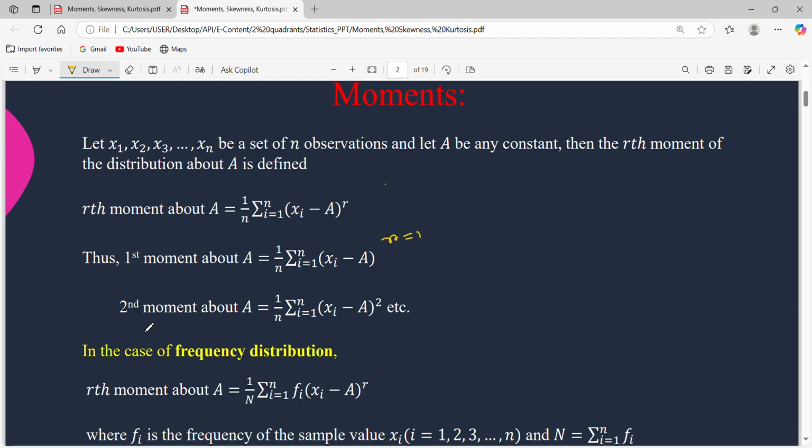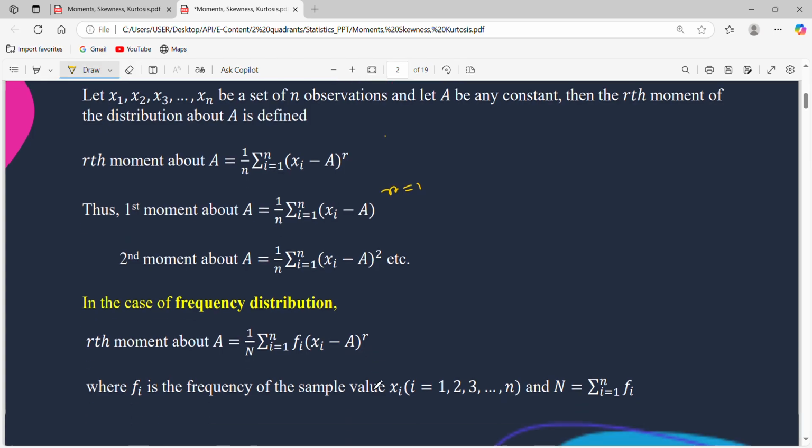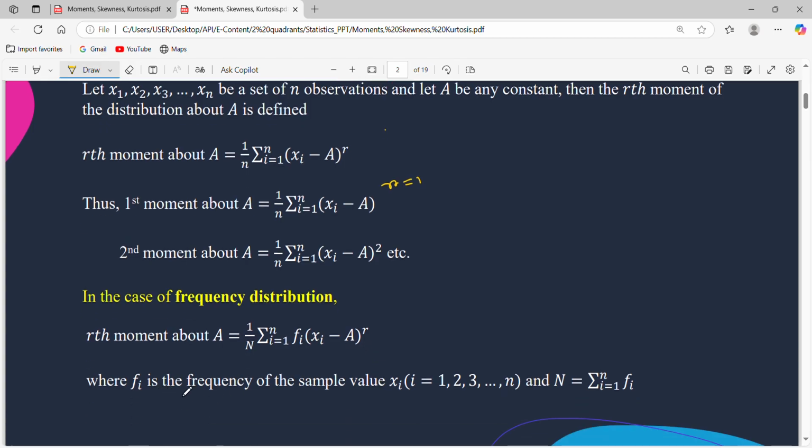Second moment about a, that is 1 by n summation i equal to 1 to n (xi minus a) whole square, etc. In case of the frequency distribution, the rth moment about a equal to 1 by N summation i equal to 1 to n fi into (xi minus a) to the power r, where fi is the frequency of the sample value xi, i equal to 1, 2, 3 up to n, and capital N equal to summation i equal to 1 to n fi.